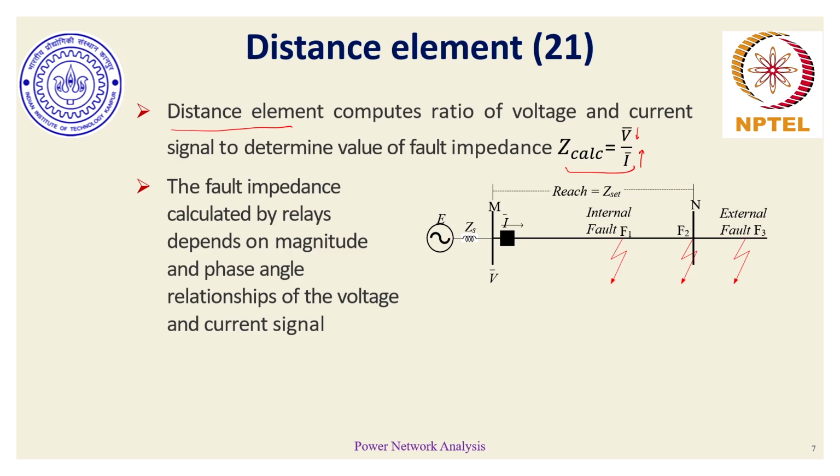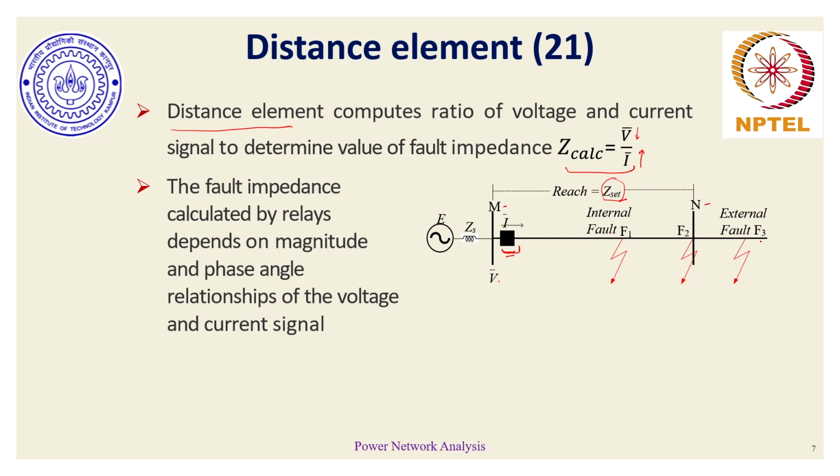This diagram essentially indicates what I was trying to say. We have a distance element or a relay, shown by this square black box, and under healthy conditions it would be monitoring the ratio of voltage and current sensed by the relay, and it would typically try to protect the entire length of the line, which is defined by its Z set value. The Z set is usually the positive sequence impedance of the transmission line between bus M and N. In case there is an internal fault, the overall impedance sensed by this relay would be less than Z set, and the distance element would trigger, indicating that the fault has occurred.